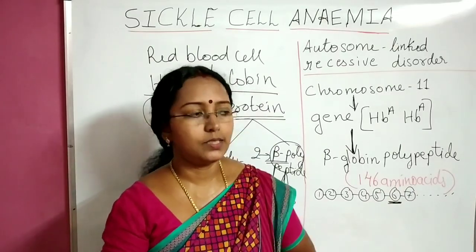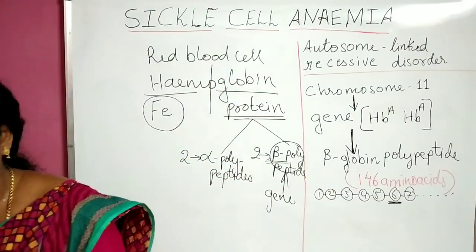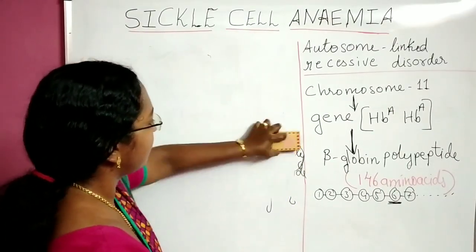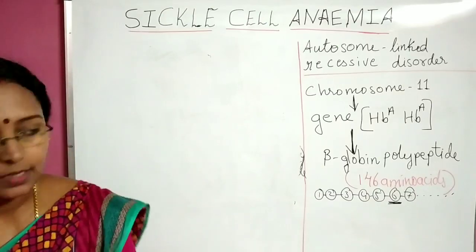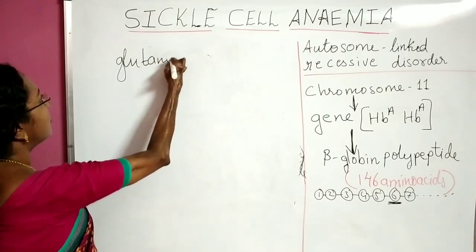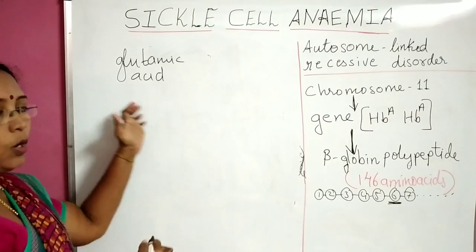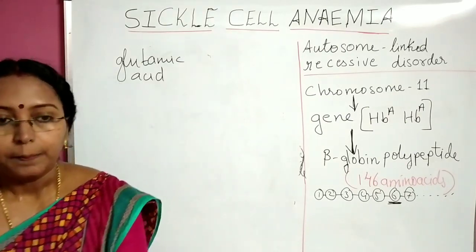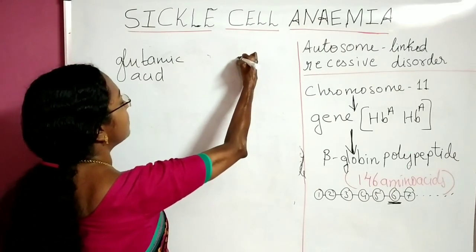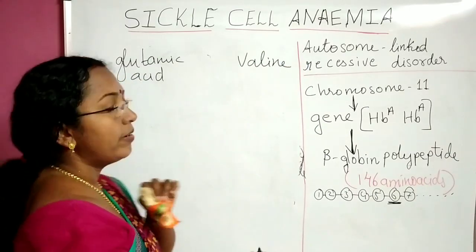What is that change? In the 6th position, it's very important. In the 6th position, you have glutamic acid. This is in the case of a normal person. But when the person is getting sickle cell anemia, instead of glutamic acid in the 6th position, another amino acid will come named valine.